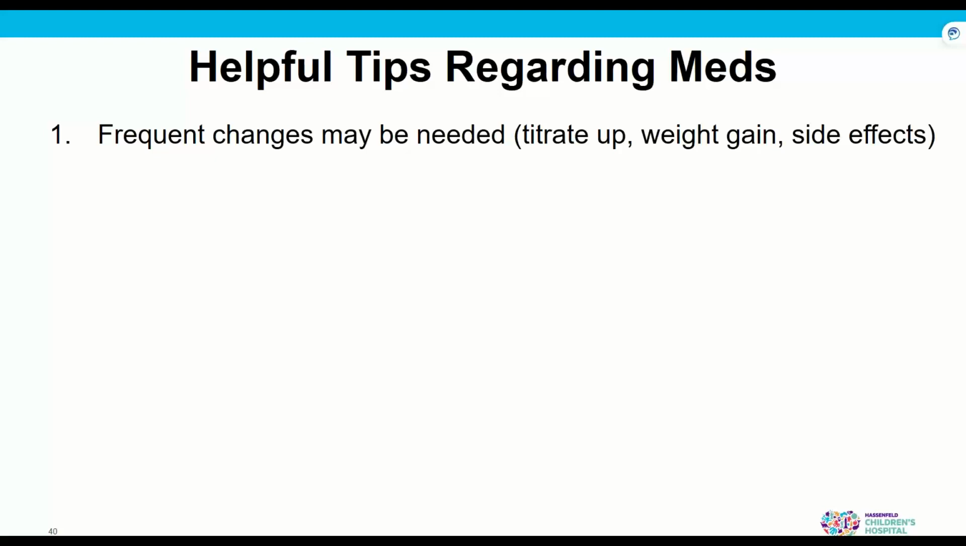We also commonly increase medications, especially in young children, because obviously as they grow, we have to increase the medication so they're getting the same amount per their body weight. And sometimes if there are side effects, we may come down on the dose. So frequent changes are common, nothing to be worried about.